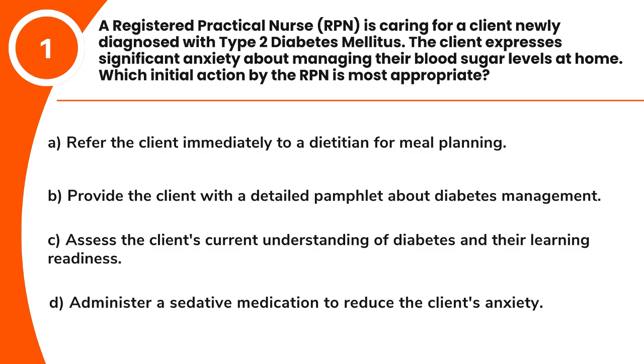Question 1. A registered practical nurse, RPN, is caring for a client newly diagnosed with type 2 diabetes mellitus. The client expresses significant anxiety about managing their blood sugar levels at home. Which initial action by the RPN is most appropriate?